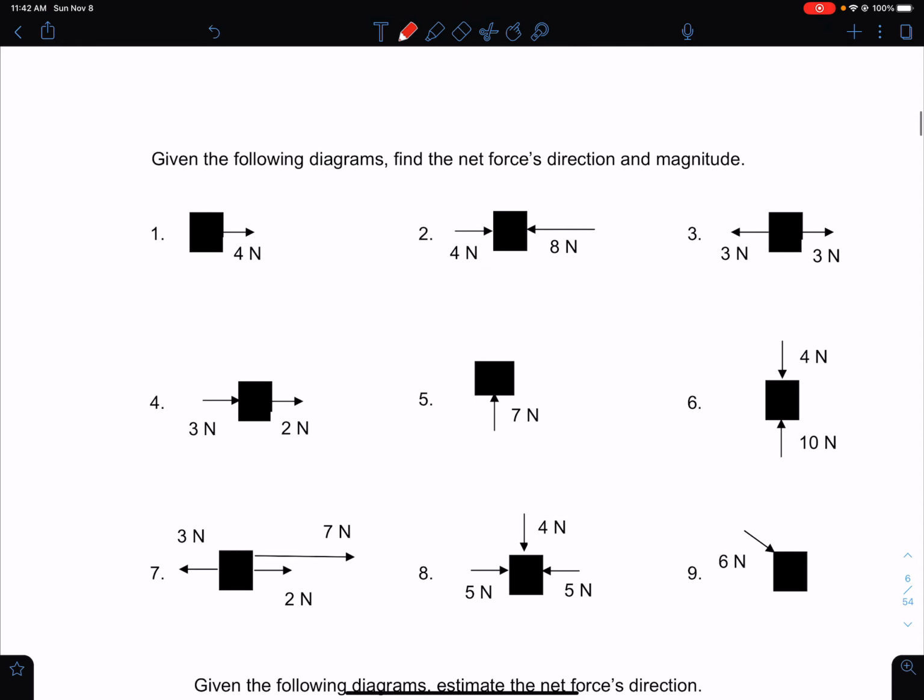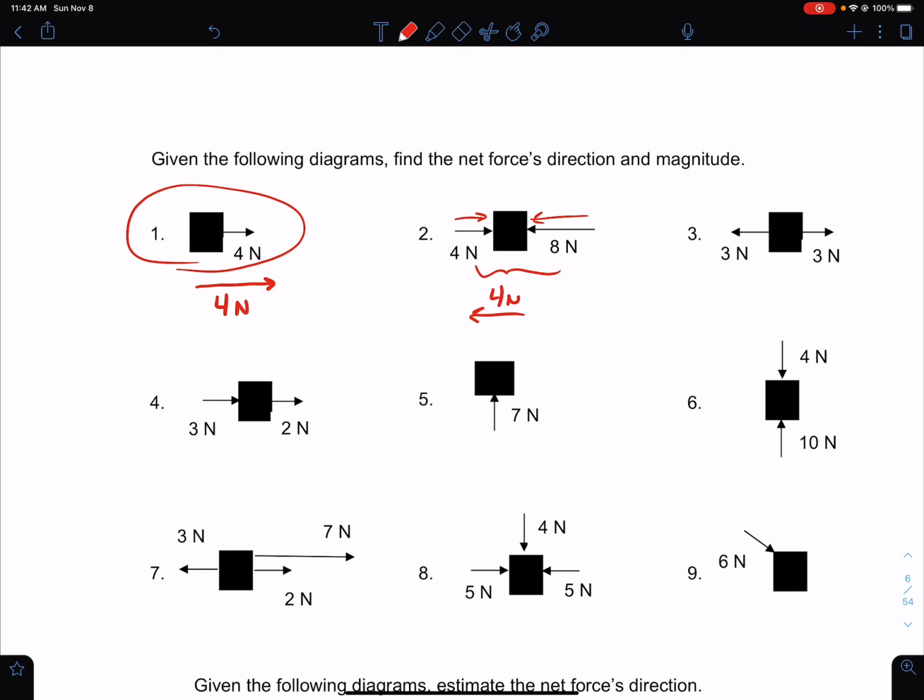So if we have a diagram like this one right here, we only have one force that's pulling to the right. So this object would accelerate to the right with a net force of 4 newtons. The next one, number 2, we have 4 newtons to the right and we have 8 newtons to the left. So the net force, the sum of these two, would yield a 4 Newton force to the left. So this object would accelerate to the left with 4 newtons worth of force.